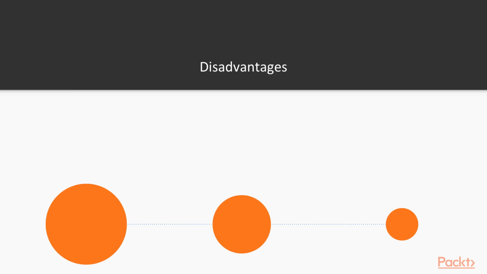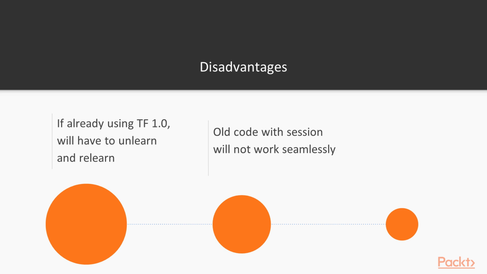What are some of the disadvantages? One major disadvantage is that people who have learned and are used to TensorFlow 1.0 will have to unlearn and relearn because the whole model has changed. The other disadvantage is that there is a lot of old code written with TensorFlow 1.0, and this will not work seamlessly with 2.0. So either that has to continue to be executed in 1.0, or all of it needs to be rewritten for 2.0. Of course, the TensorFlow team has provided an upgrade tool, but still it is a lot of effort to rewrite this code and test it.